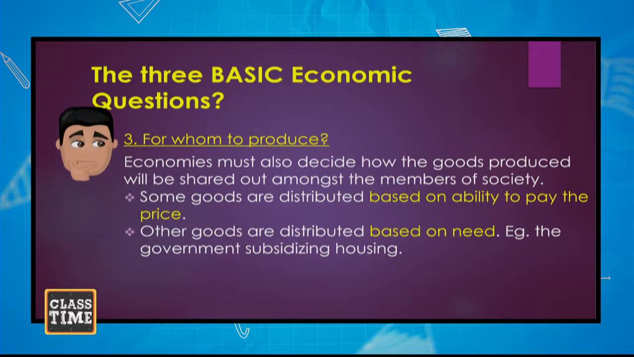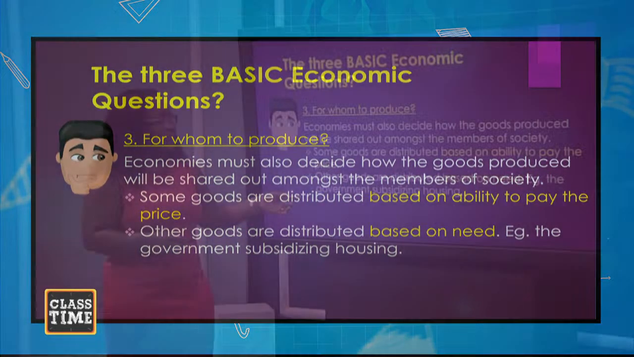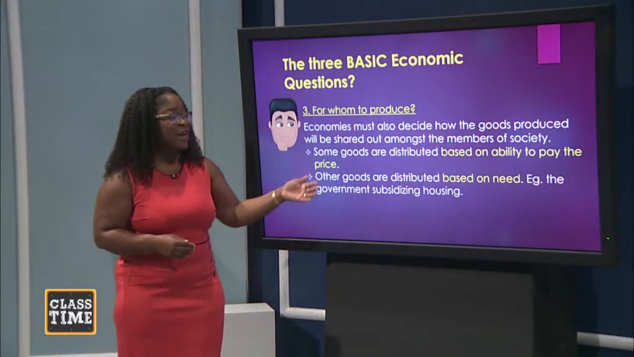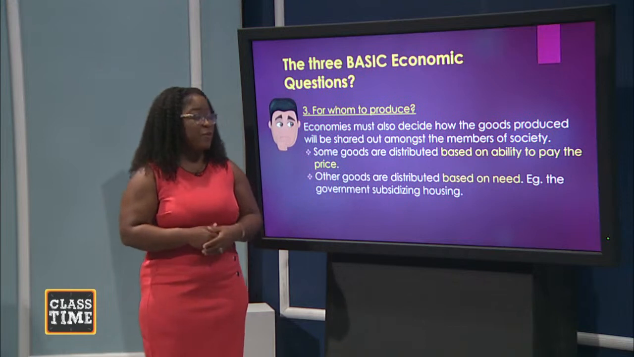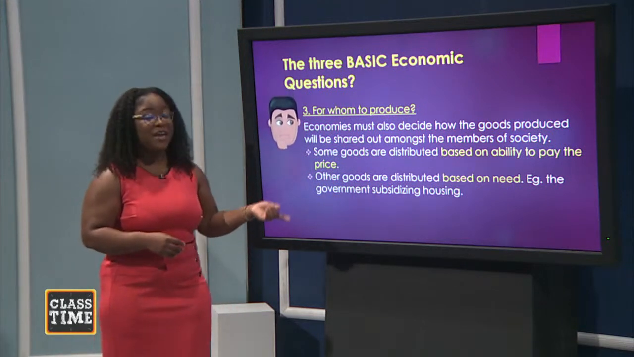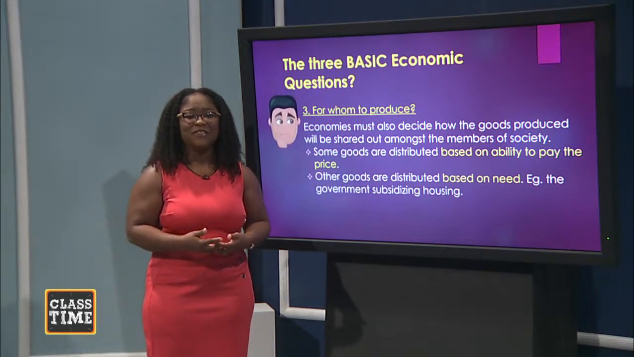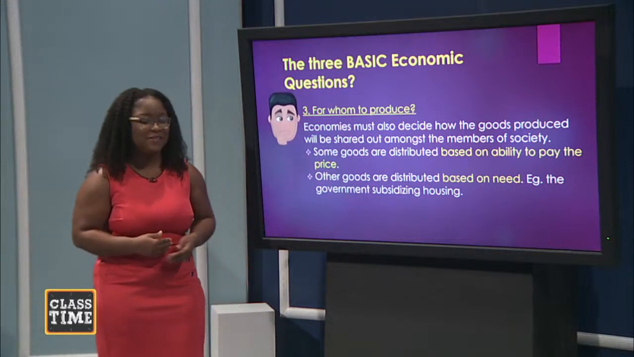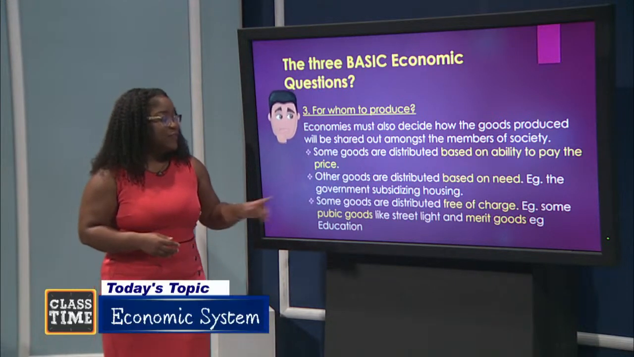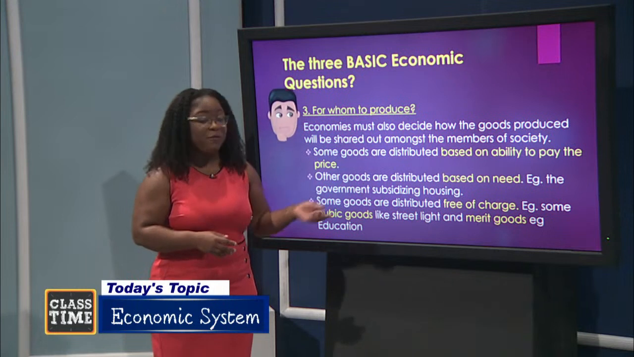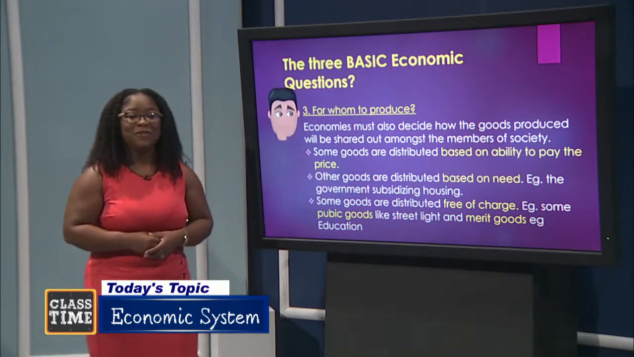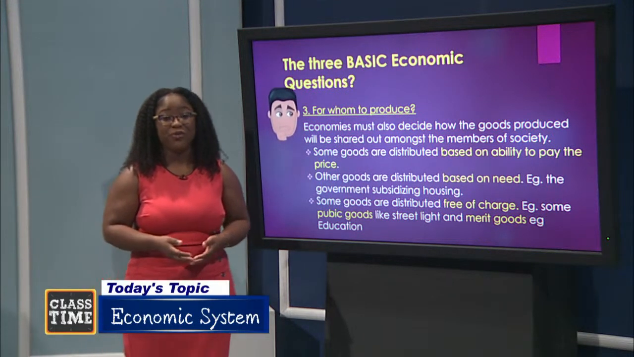So some of these goods, especially goods that are considered to be wants, are really sold based on a person's ability to pay for it. Another concept that we consider is that other goods are distributed based on need. For example, the government may subsidize housing, and it's because it's considered to be one of those basic needs. Some goods are distributed free of charge, like the goods we consider to be public goods or merit goods.